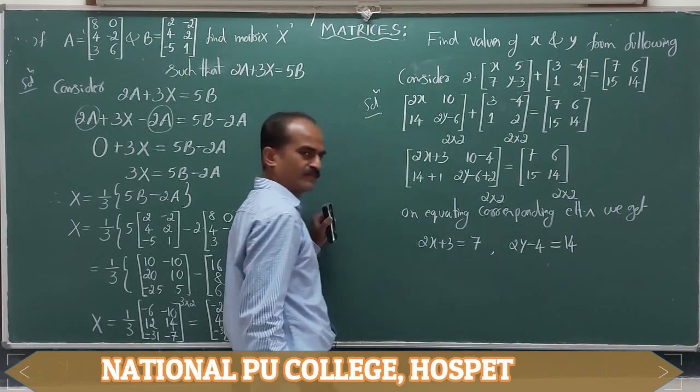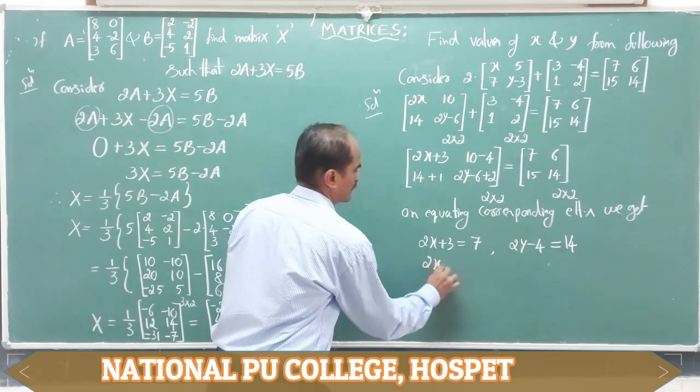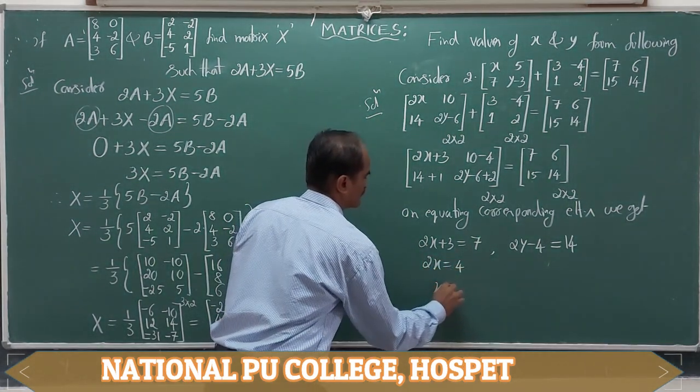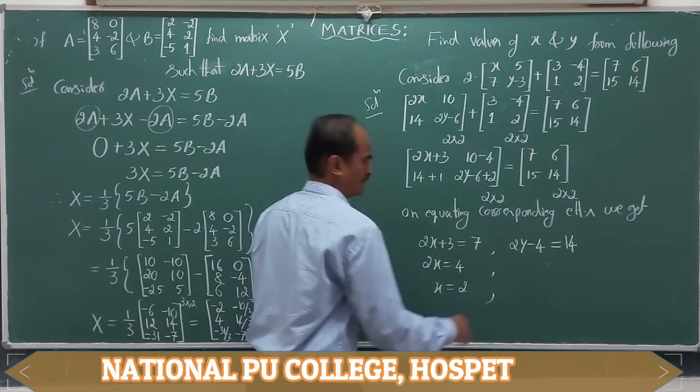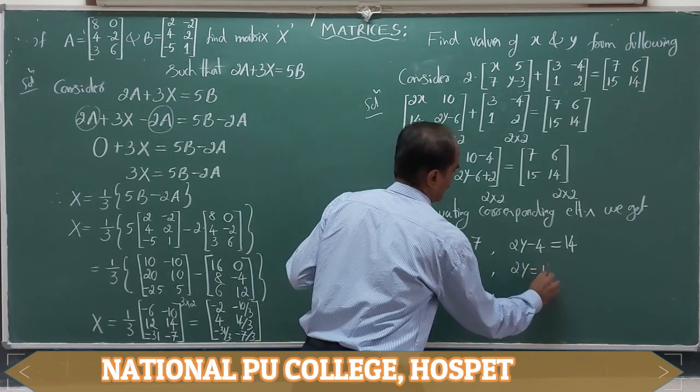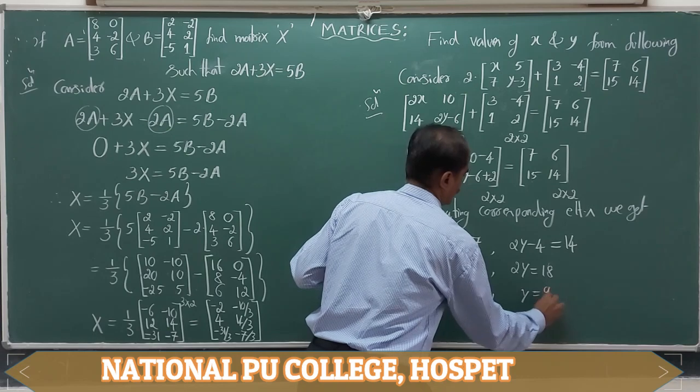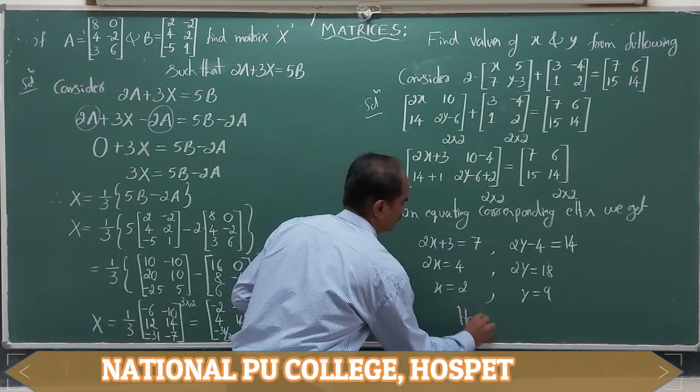Now simplify for x and y. 2x equal to 4. It implies x equal to 2. 2y equal to 18. y equal to 9. Hence the solution.